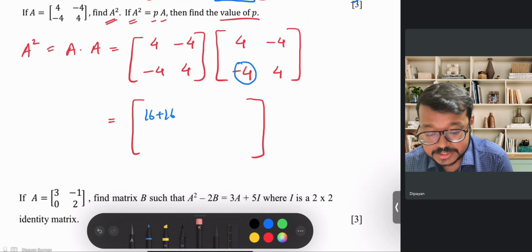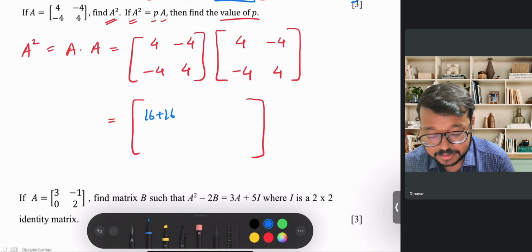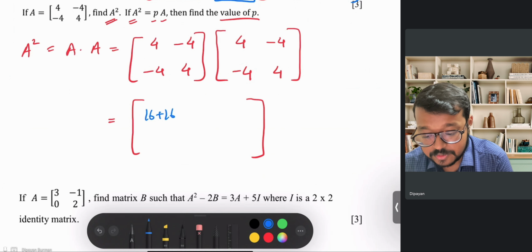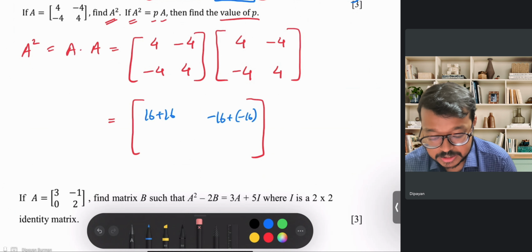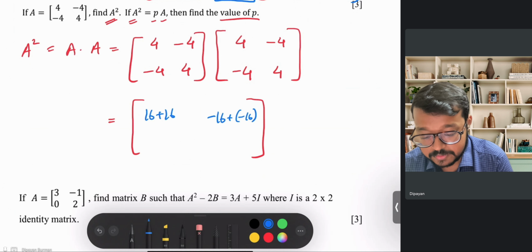Then for the next element, I will be multiplying 4 into minus 4, which is minus 16, plus minus 4 into 4, which is minus 16. So I will get this element over here. Then moving ahead to the second row, I will multiply minus 4 into 4, which is minus 16, plus 4 into minus 4, which is minus 16.